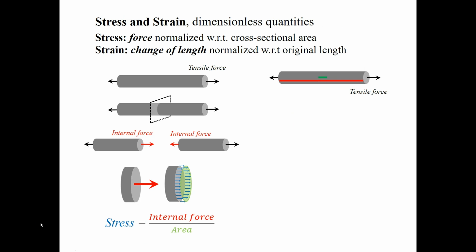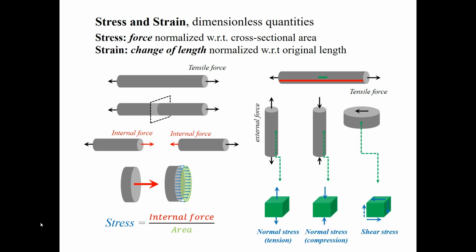In the current example, the stress was normal to the cutting plane. This type of stress is called normal stress. In addition, stress could be tangential to the cutting plane, in which case, we are dealing with the shear stress. Also, normal stress could be tensile or compressive.